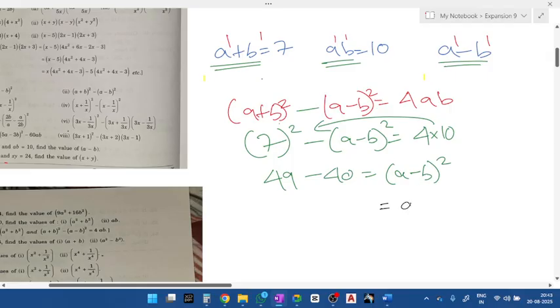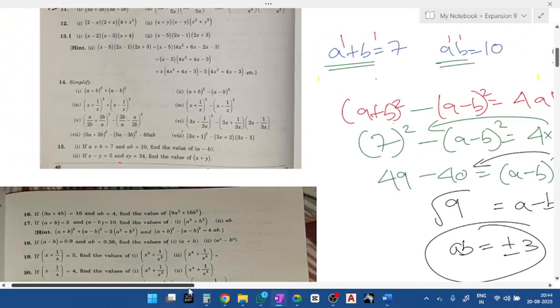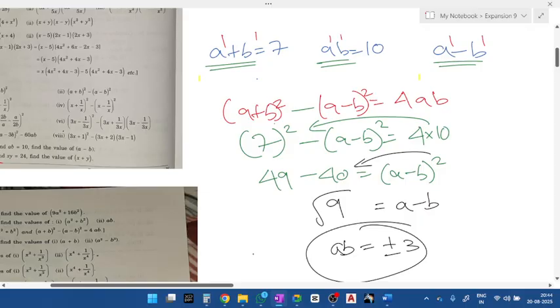Okay, next. Let me keep a minus b. We need a minus b. Shift this 2 to the other side. What do you get? 49 minus 40 is 9. If 2 goes to the other side, it becomes square root. So what's the answer for a minus b, students? When you open the square root, it is plus minus. I have solved one question. I'll give one question for homework. This is how you solve whenever the degree is 1.